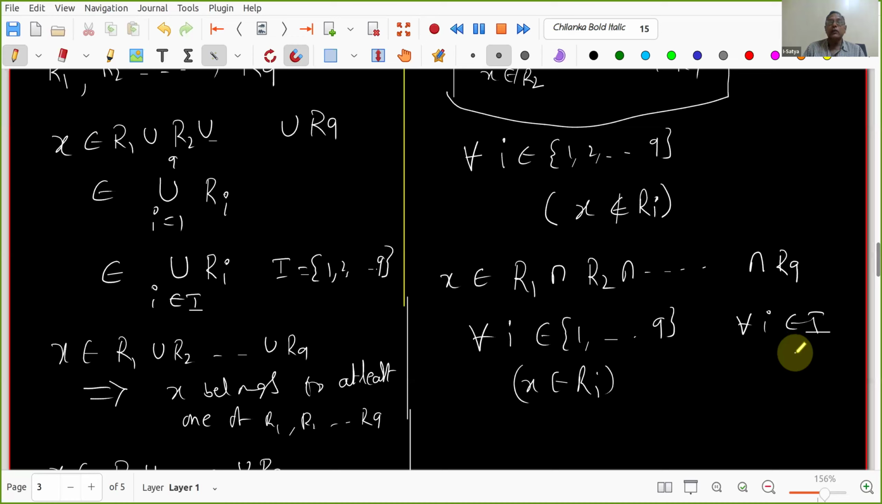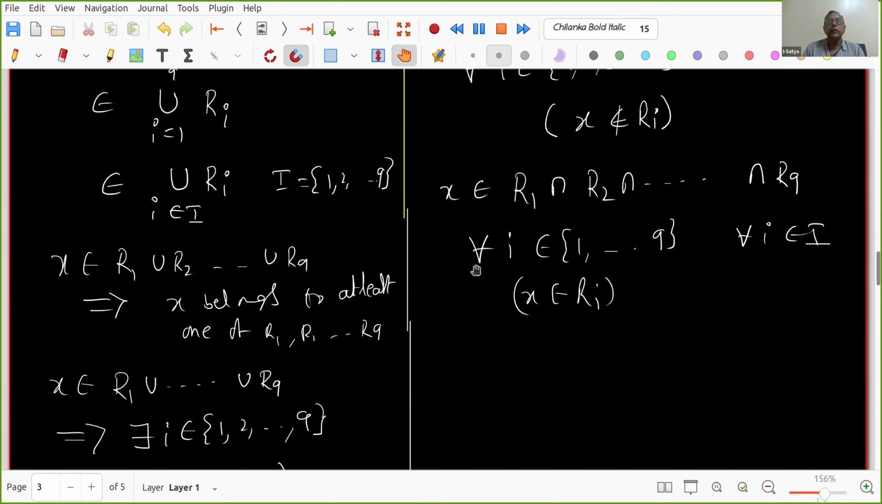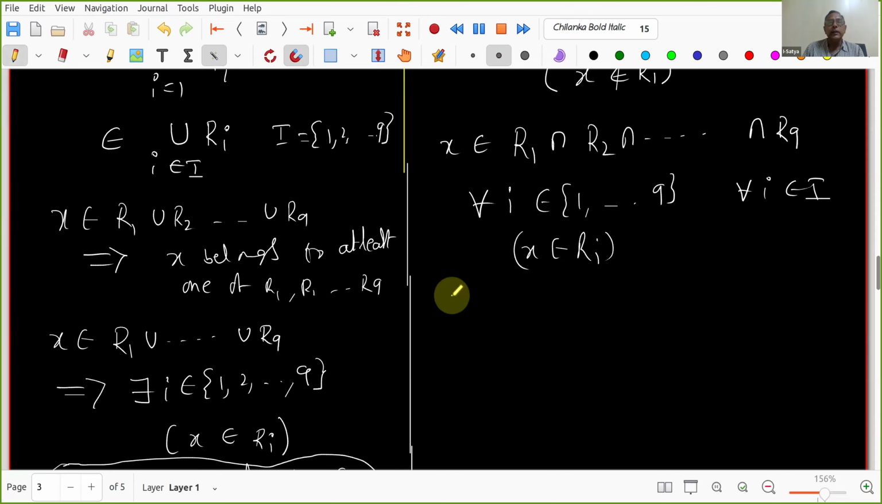Sometimes I will write i belongs to I only, right? Here the set is easy, 1 to 9. Sets can be real numbers also, sets can be irrational numbers also. I'll explain in a while. It is not always possible to write 1 to 9 like that. I is the indexing set, 1 to 9. Okay, room number 3, get ready.